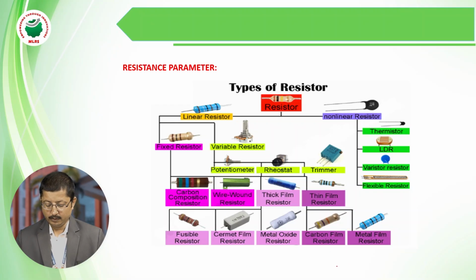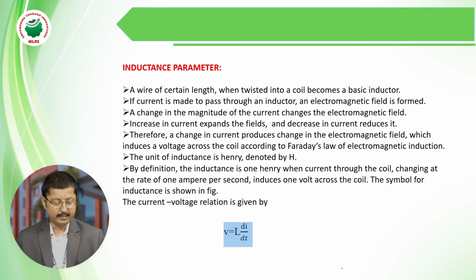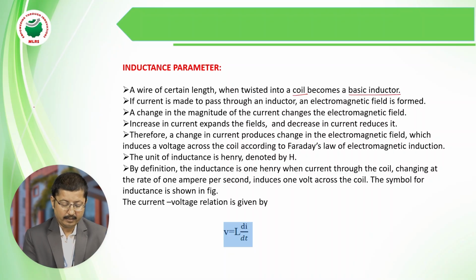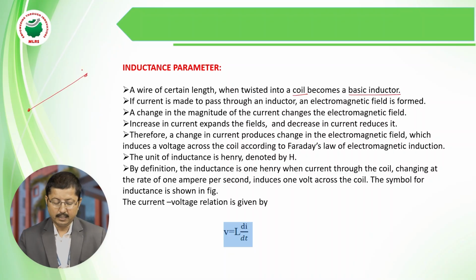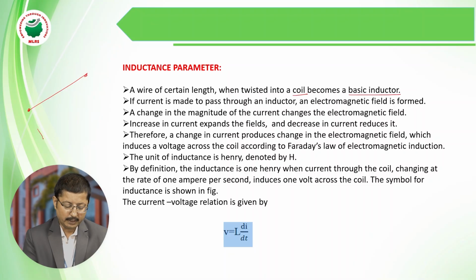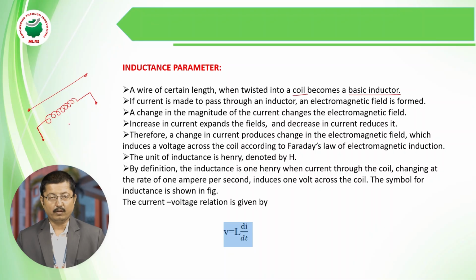Okay, so the next topic is the inductance parameter. Before discussing inductance, first we will see what inductance is. Here, a wire of a certain length, when twisted into a coil, becomes a basic inductor. That means if you take a wire of this length and twist it in this fashion, then it becomes a coil, a basic inductor.